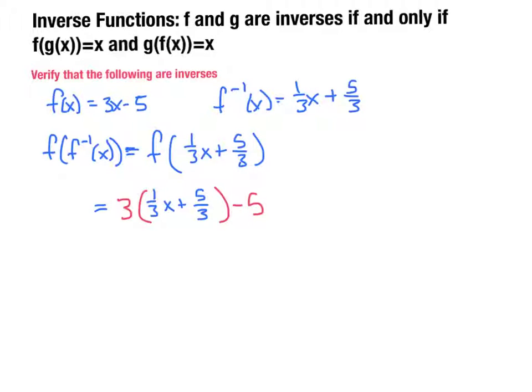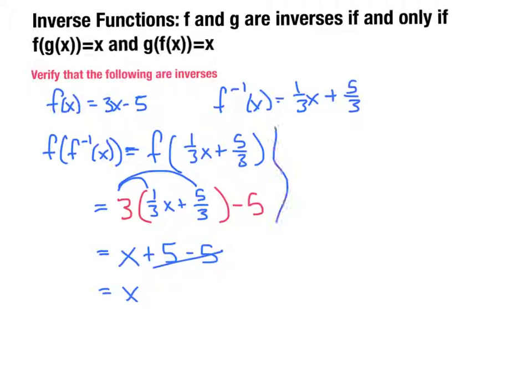Okay, so now I'm going to distribute this 3 to both things. 3 times 1/3, this is the same thing as saying 3 divided by 3, since that 3 is in the denominator. So it cancels, and I'm just left with an x. So this 3 times 5/3, the 3's cancel each other again, and what are you left with? A positive 5. And then on the outside, you still had a negative 5. So the 5's cancel each other, and you're left with x. So f of f inverse of x equals x.